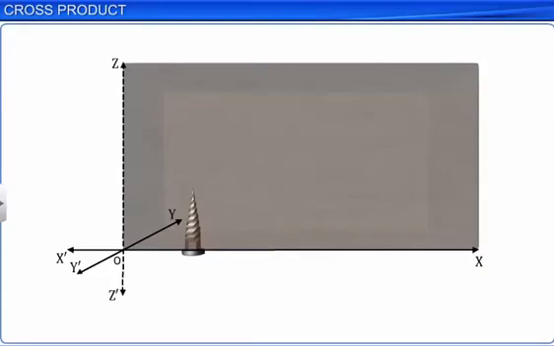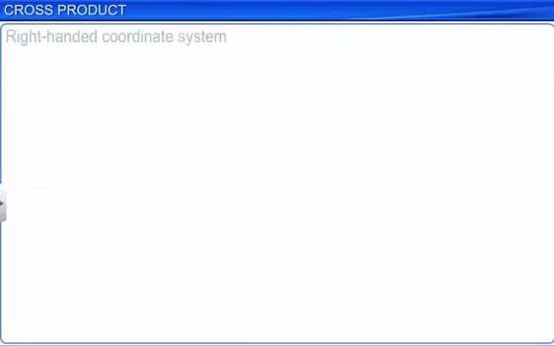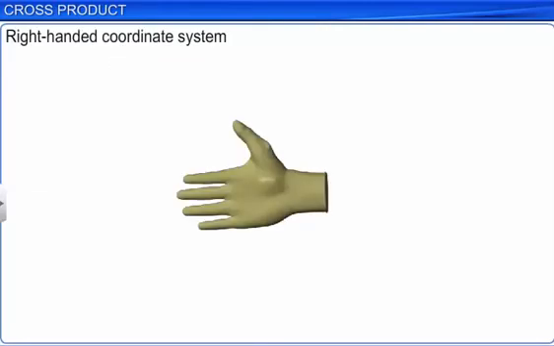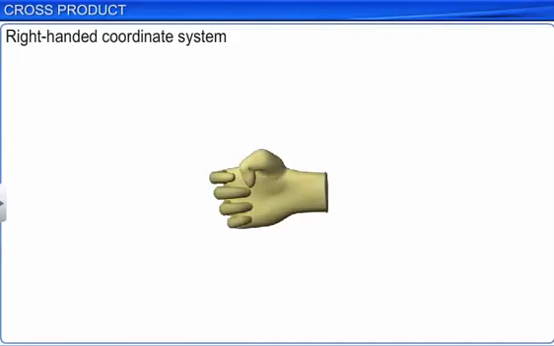This example illustrates a right-handed coordinate system. In the right-handed coordinate system, if you curl the fingers of your right hand in the direction of the movement from the positive x-axis to the positive y-axis, your extended thumb will point in the direction of the positive z-axis. The understanding of the right-handed coordinate system is essential to understand the vector or cross product of two vectors.